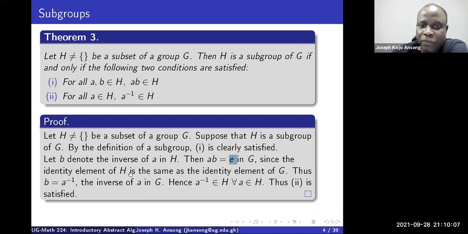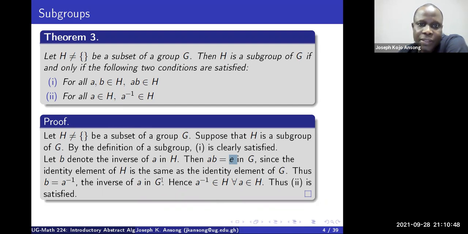Now, since the identity element of H is the same as that of G, E must belong to H. Okay, so if this is the case, it means that B here has to be the inverse of A. So B has to be equal to this. So the inverse of A is in G. All right. So this A inverse is an element of H, because E here is also in H. Remember, A and B are elements of H. So A inverse is in H. So the inverse condition is satisfied. The inverse is there. Okay, so this is straightforward.